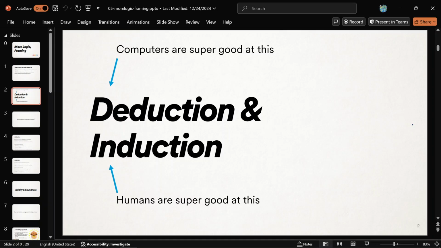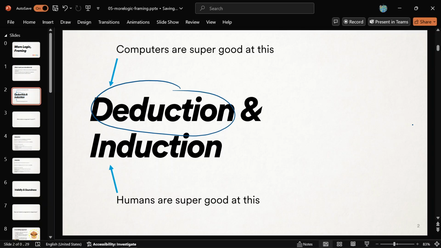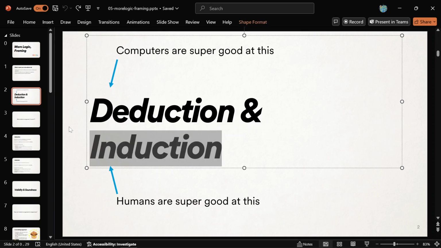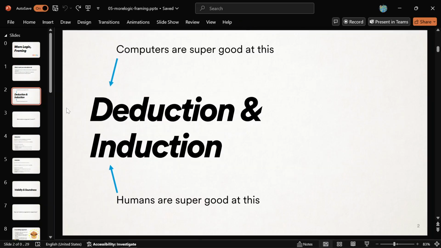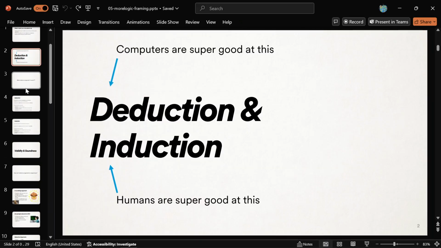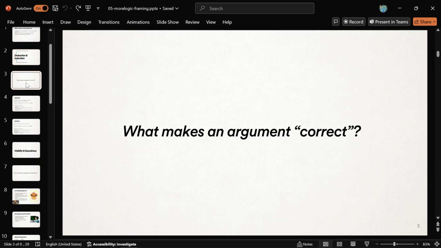Computers are really good at deduction. It's like Sherlock Holmes deduction, right? And then induction is something that humans are really good at, piecing together things. Though I mean AI technically is getting better and better, but humans are usually the ones that do induction, and computers are the ones that can do deduction very well in general. So yeah, let's talk about that, because that will give us some firepower and try to answer this question a little bit. Like, what does it mean for an argument to be correct?